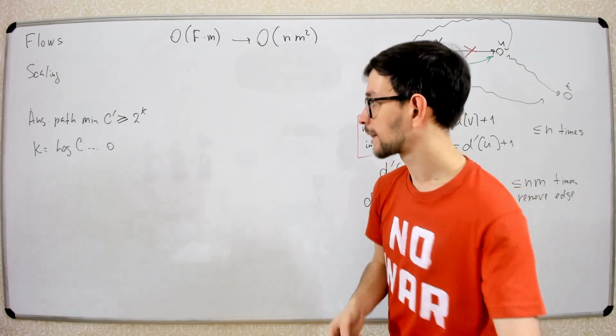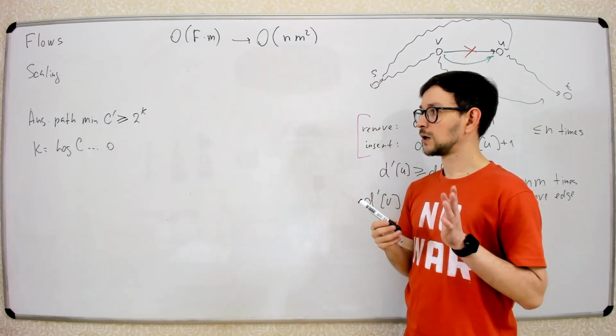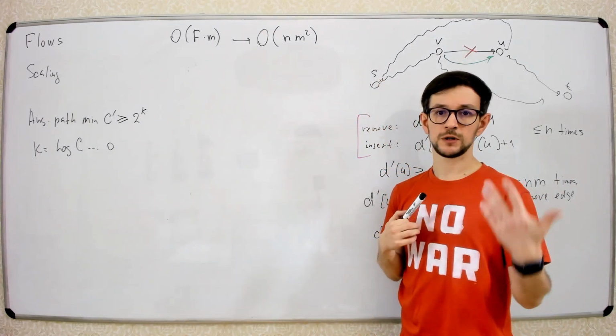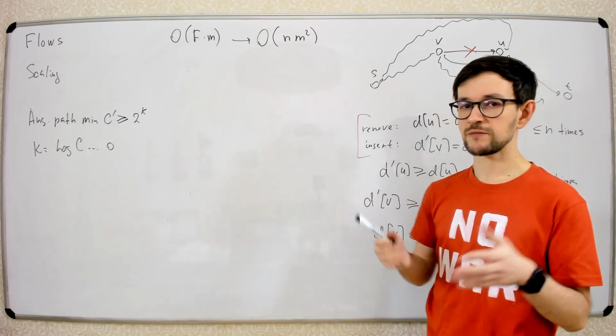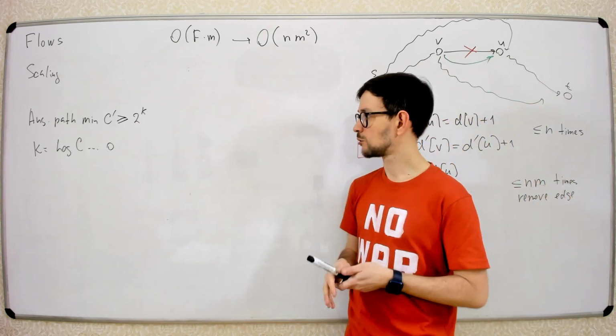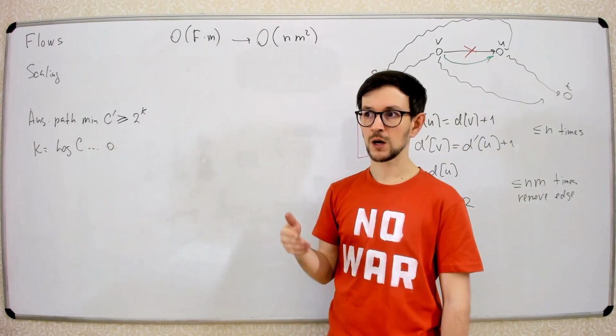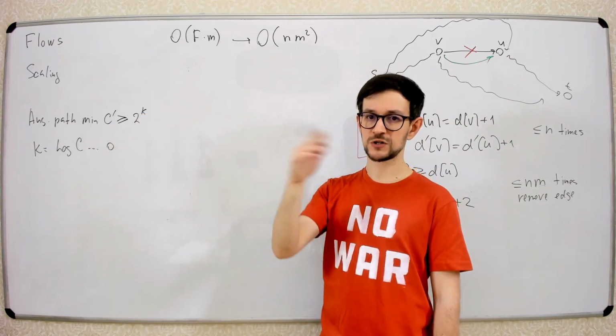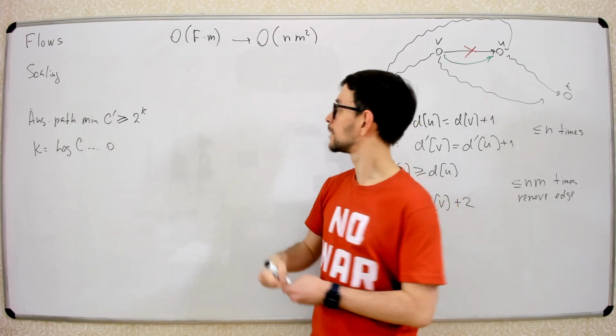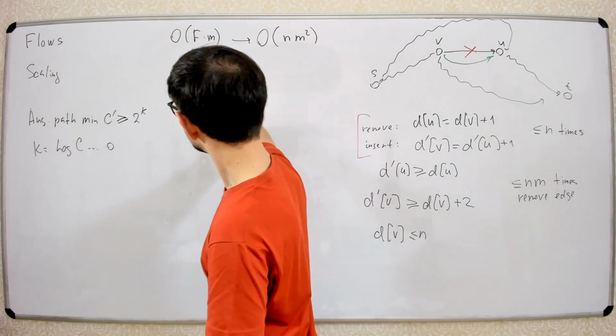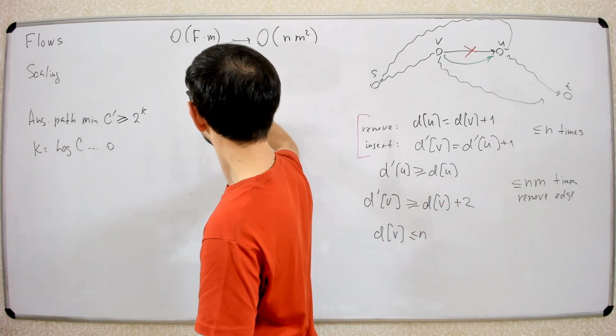Now, let's see what happened in each iteration. So we have iteration k. We're trying to find paths of value at least 2 in power of k. Why are we doing it? Because in the previous iteration we didn't find anything. So let's have iteration k.